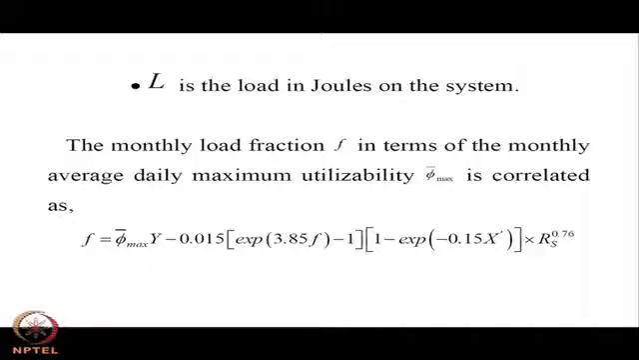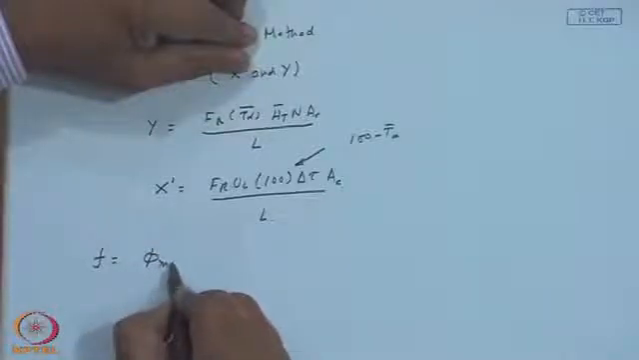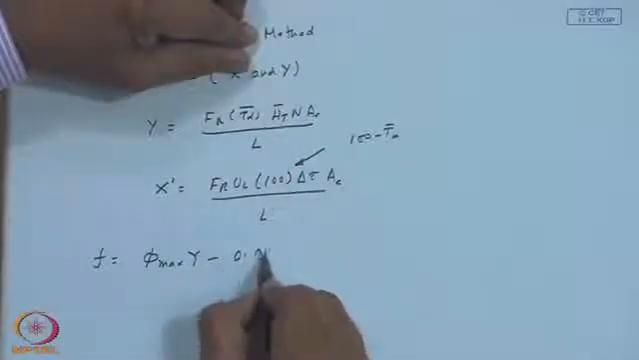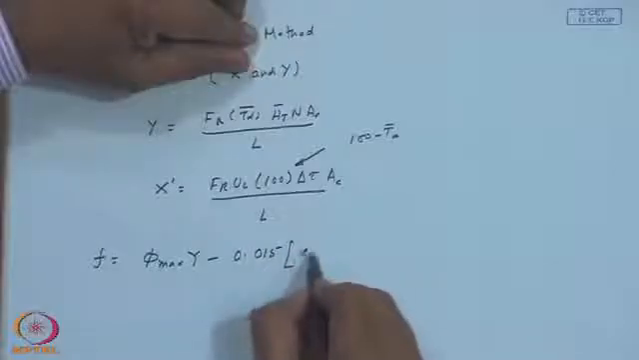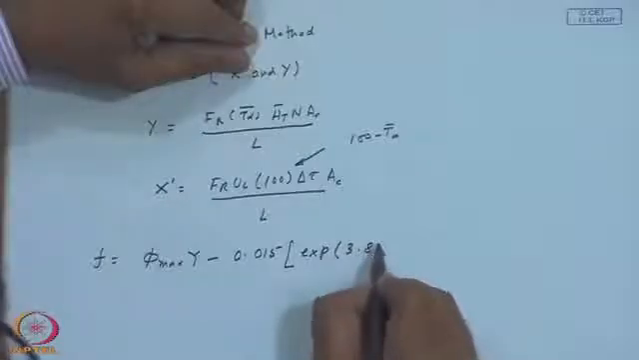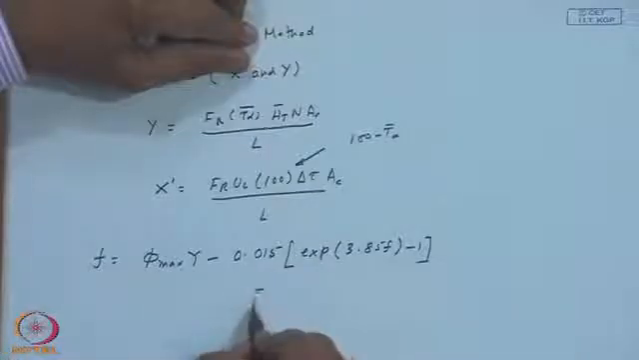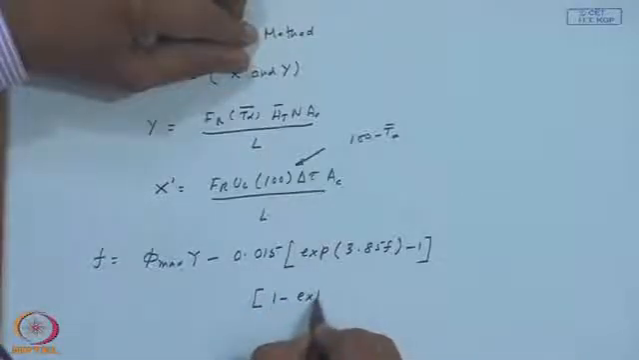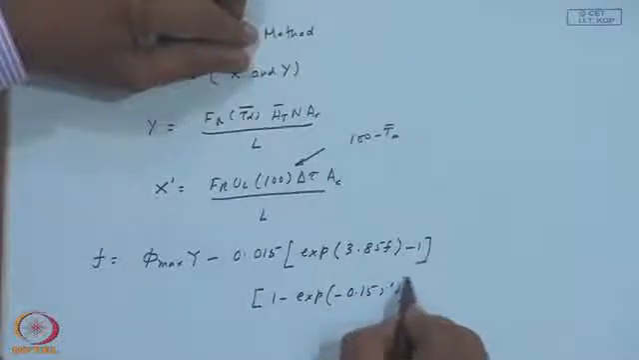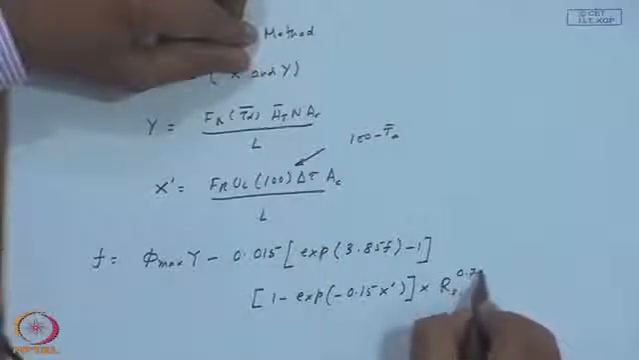So, the correlation reads f is equal to phi bar max Y minus 0.015 exponential to the power 3.85 f minus 1 times 1 minus exponential minus 0.15 X dashed times R_s to the power 0.76.